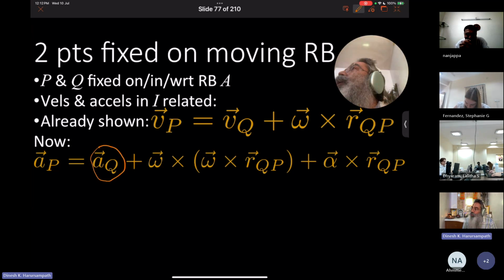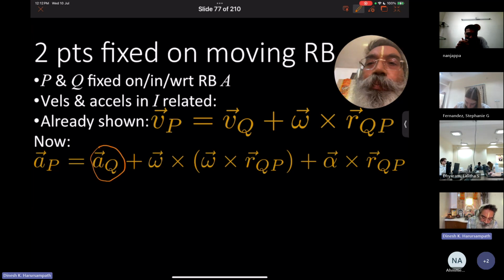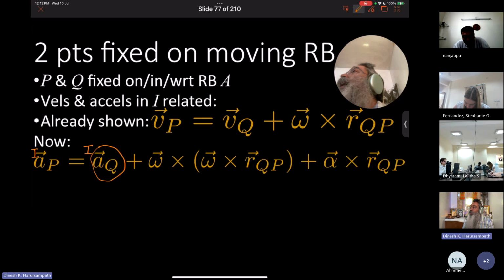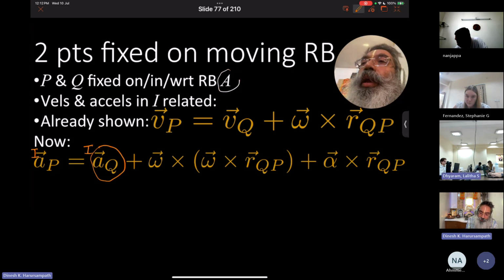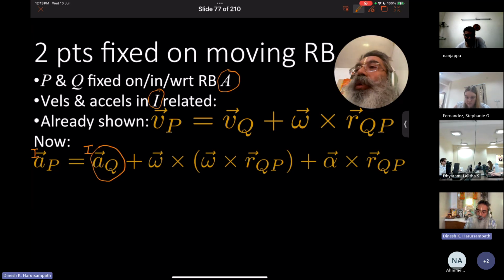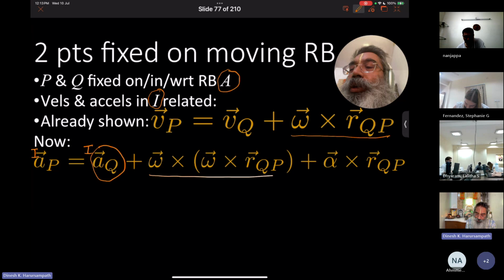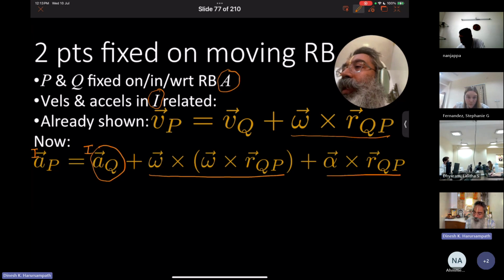So suppose we knew the acceleration of point Q, once again, of course, in the inertial frame of reference, then we can get the acceleration of some other point P, which is also fixed on the same body A with respect to the same inertial frame I, just by adding two terms now. So we're not adding just one term like we did with the velocity, but we are adding two terms, and we introduced those two terms at the end of last class. One is involving an omega cross omega with an RQP.